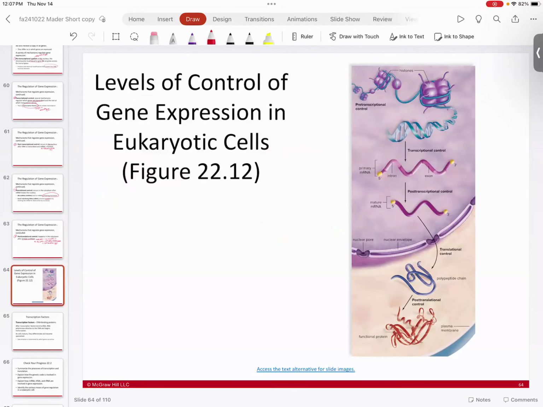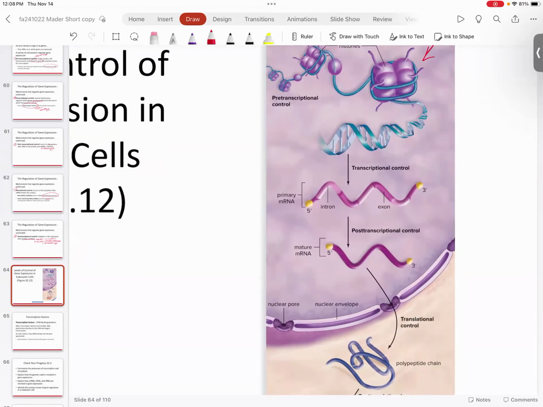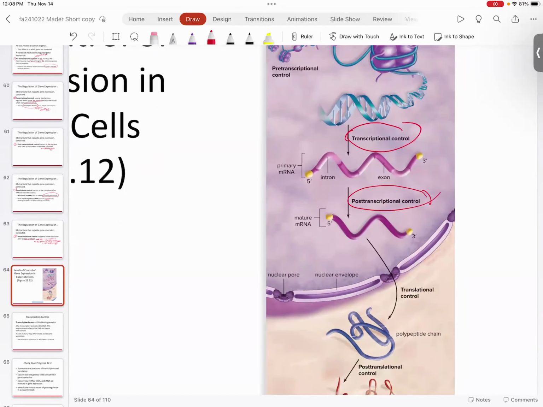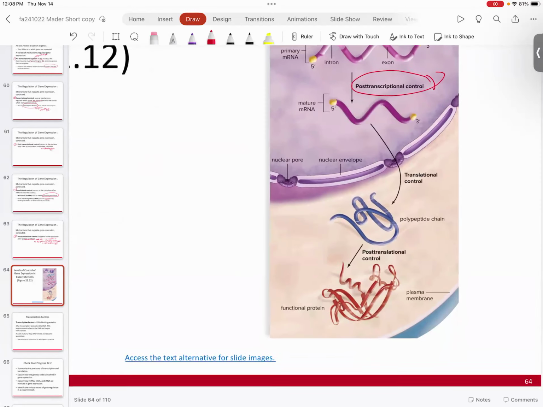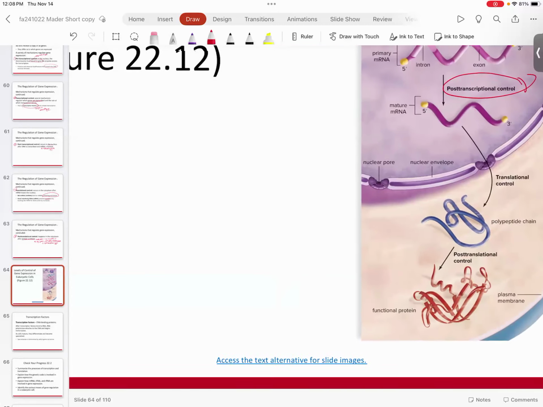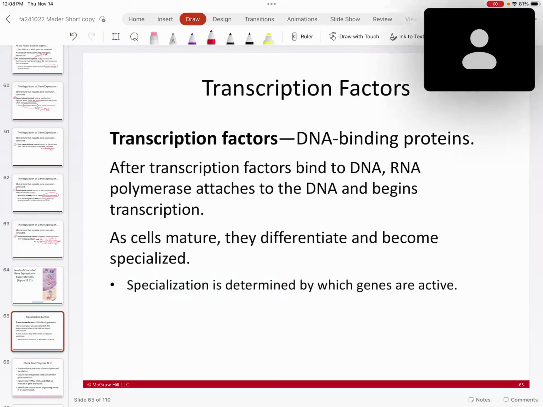So this is kind of what it looks like. Here you can see you can have pre-transcriptional control, regulation of accessibility of DNA. You can have transcriptional control, how you regulate the transcription of a particular product, post-transcriptional control, how you're modifying that mRNA before it leaves the nucleus, translational control, and then post-translational control, where you can add things to that particular protein. So that's kind of a good strategy for control. Now we're going to take a look at transcription factors here in just a second.